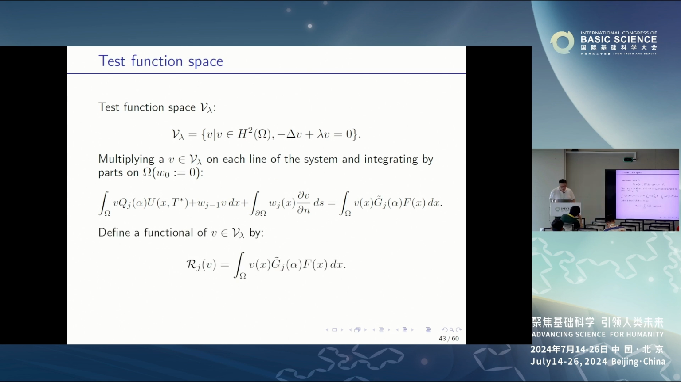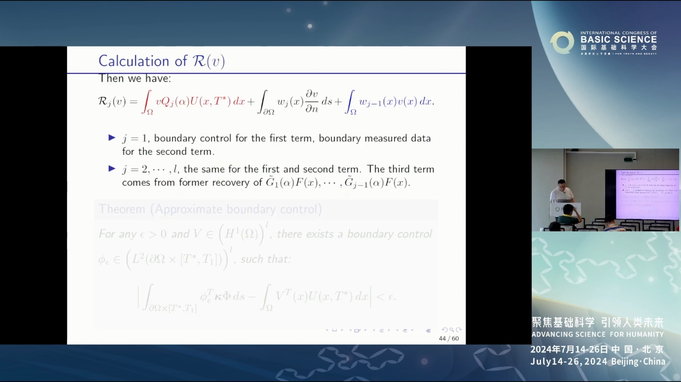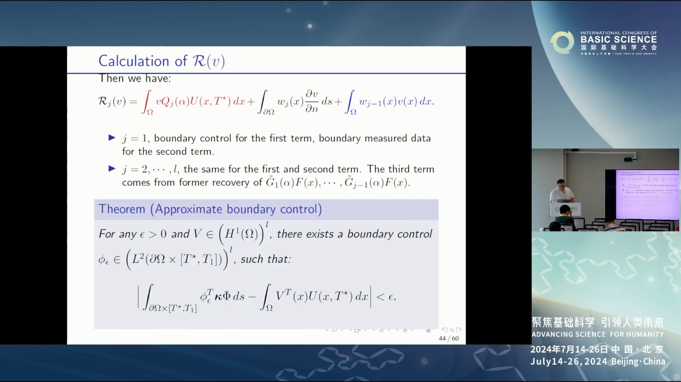Now we have the functional RV again. This is vector valued, so this RV also becomes more complicated. And then, similar to before, we can prove the existence of boundary control. But this time, for this system, we can only prove approximate boundary controllability. It's not exact controllability as before.